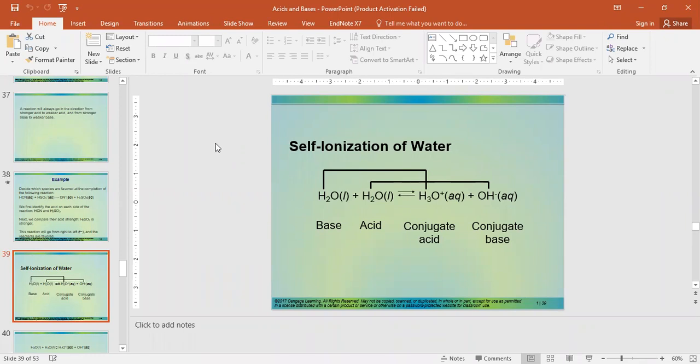Now, what I'm showing here is the dissociation of water, whereby you have a water molecule breaking down to give you a hydronium ion, and another water molecule also breaking down to give you hydrogen and some hydroxyl ion. So when you balance this equation, you realize that we have two water molecules that are dissociating, and in the process, you have the formation of the hydronium ion and hydroxyl ion.